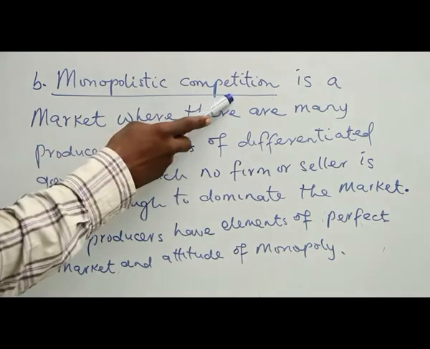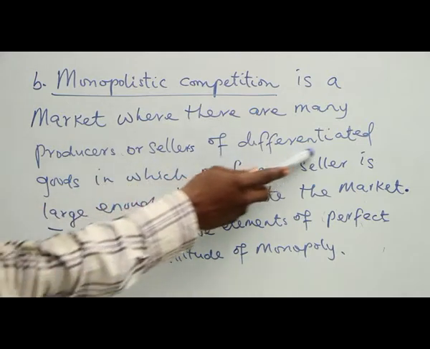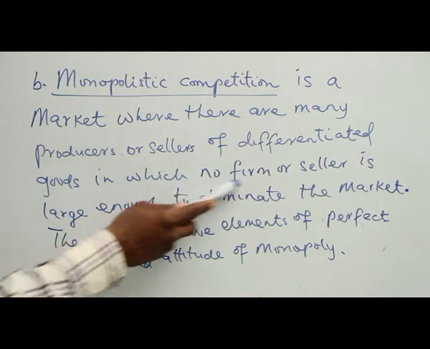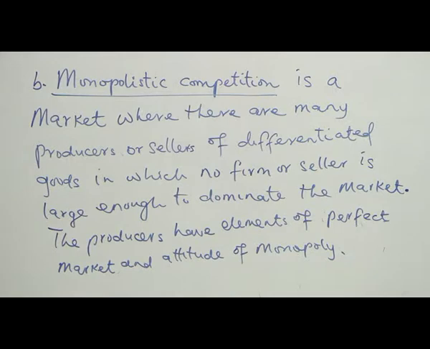B. Monopolistic competition is a market where there are many producers or sellers of differentiated goods, in which no firm or seller is large enough to dominate the market. In this market, they behave like a perfectly competitive market, likewise like a monopolist. Although their products are differentiated, they are not producing the same product. That is, they are not producing homogeneous products. So their products are heterogeneous, that is, not the same color, not the same shape, and so on and so forth.